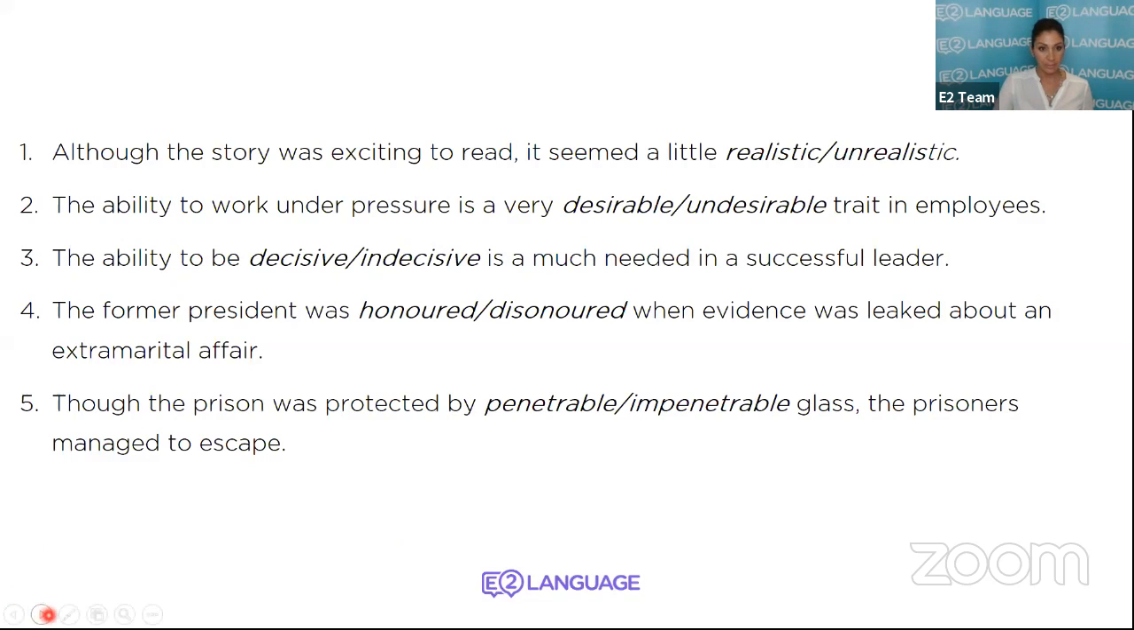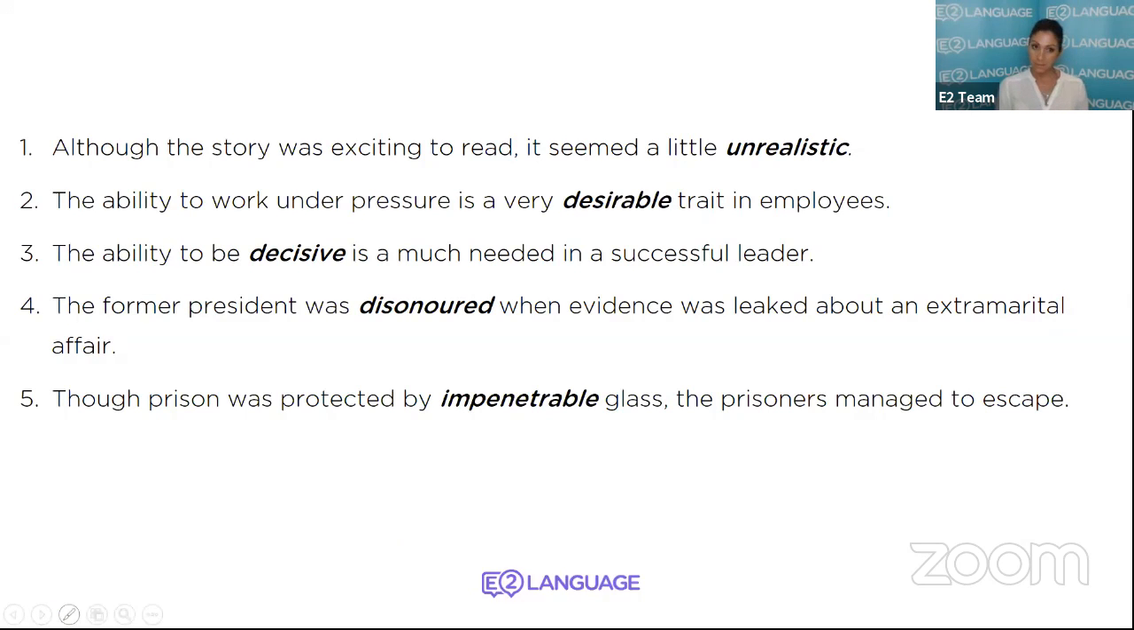Okay, well done, everyone. So the answers are, although the story was exciting to read, it seemed a little unrealistic. The ability to work under pressure is a very desirable trait in employees. The ability to be decisive is much needed in a successful leader. The former president was dishonored when evidence was leaked about an extramarital affair, and though the prison was protected by impenetrable glass, the prisoners managed to escape. Well done.